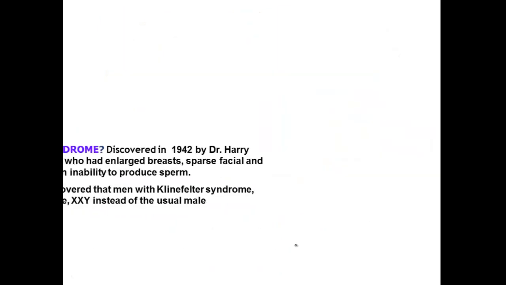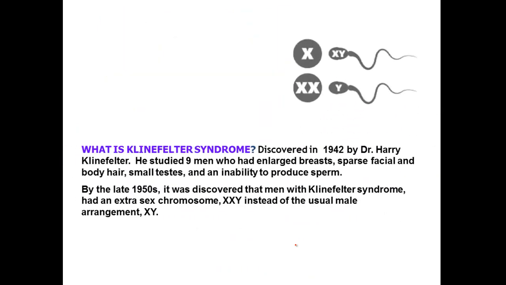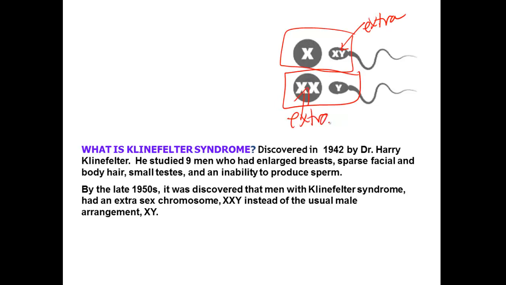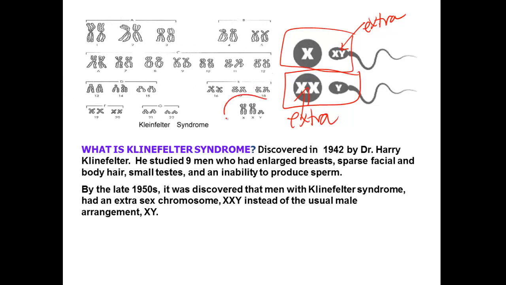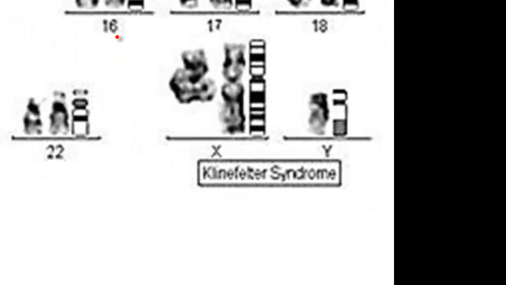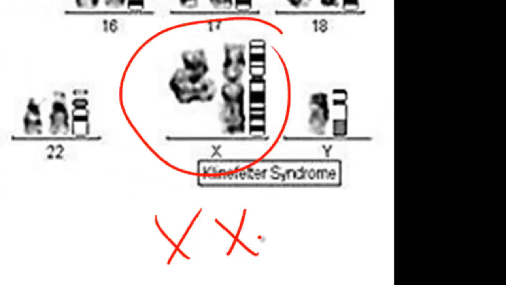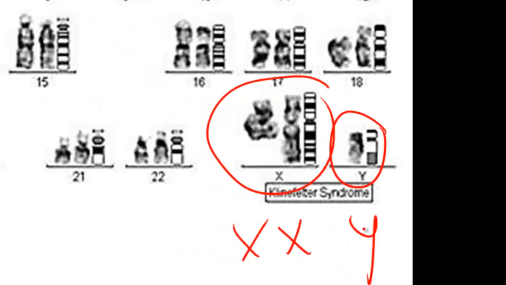Another example of non-disjunction is called Klinefelter syndrome. Klinefelter syndrome happens when the sperm or the egg carries an extra X chromosome. Usually the egg has 1 X and the sperm has either a Y or an X. But if this happens, you end up with XXY, and that's called Klinefelter syndrome. You would be born a man, but you'd have breasts and you can't make sperm. And so here's a karyotype. You see the 2 X's and a Y. XXY gives you Klinefelter syndrome.